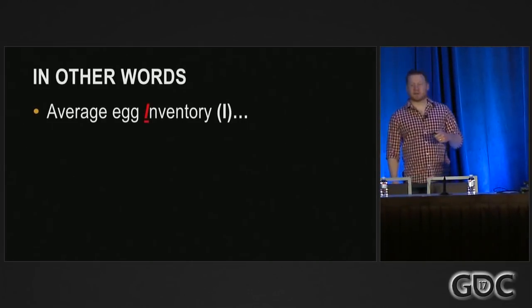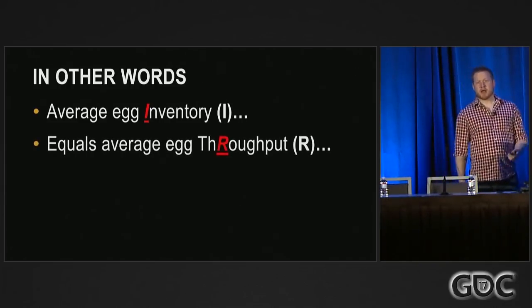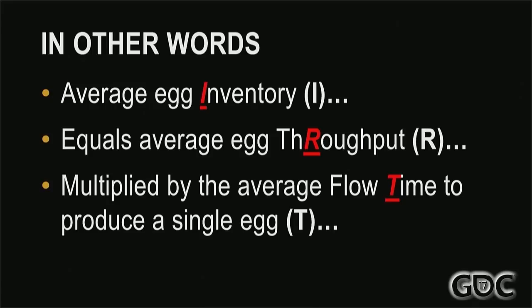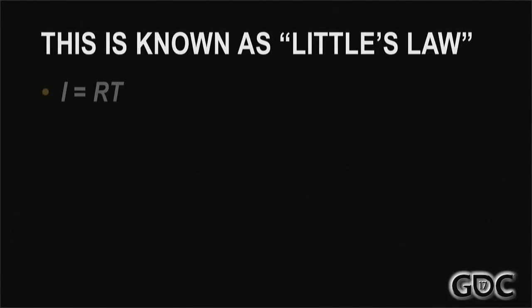Or, to put it another way, her average egg inventory, I, is equal to her average egg throughput, R, multiplied by the time to produce a single facehugger egg, T. Or more simply, I equals RT. In operations science, this is known as Little's Law. It is the most fundamental equation of operations science. And it works for all three permutations: I equals RT, R equals I over T, T equals I over R, which is a verbose way of saying if you know 2 of those values, you can calculate the third.